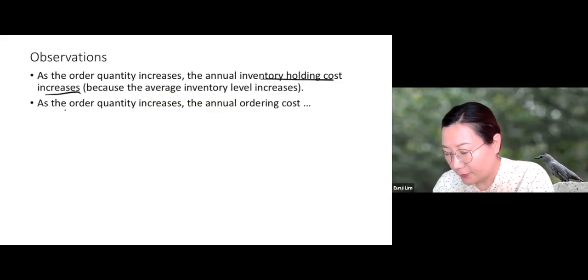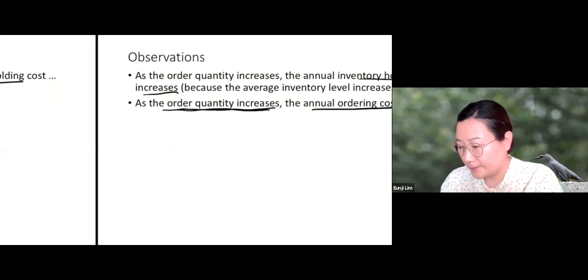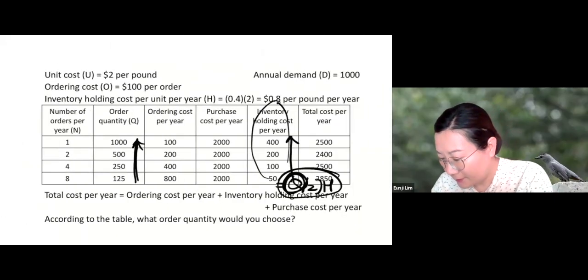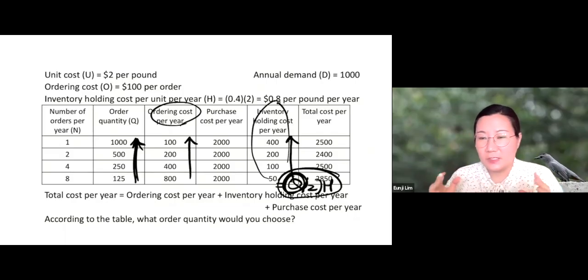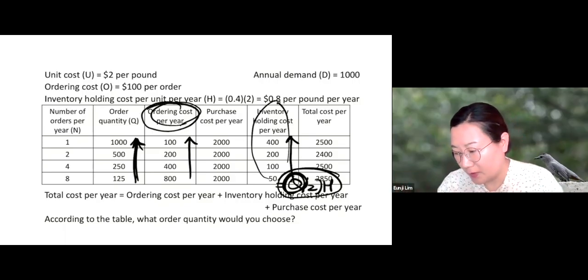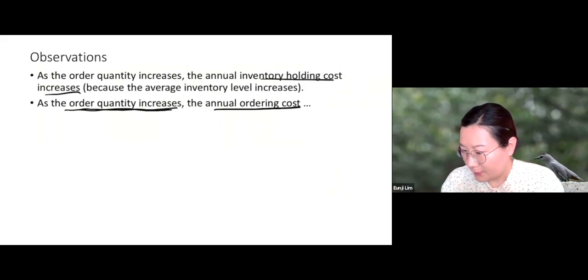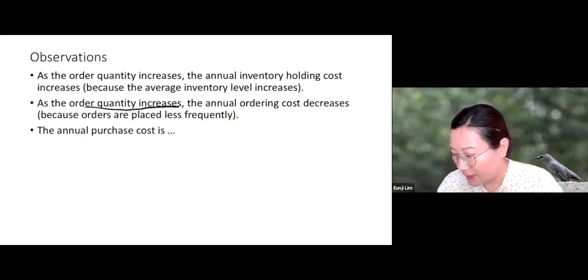Now, what happens to the annual ordering cost when the order quantity increases? When the order quantity increases, the ordering cost per year is decreasing. Why? Because as the order quantity increases, we will place an order less frequently, right? So we pay less money for the ordering cost. So as the order quantity increases, the ordering cost decreases.